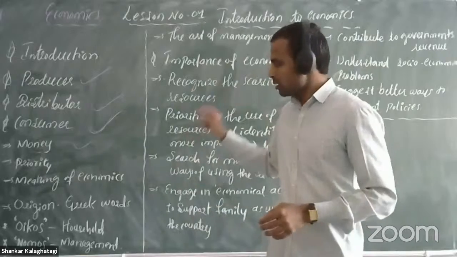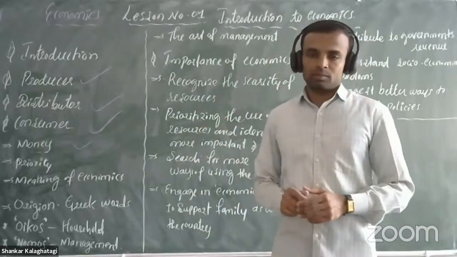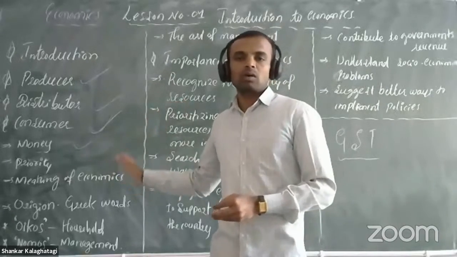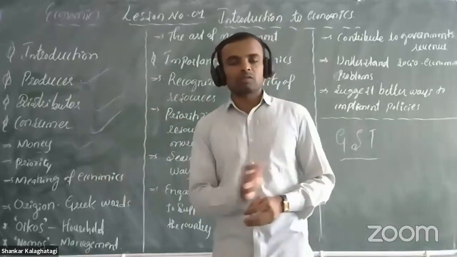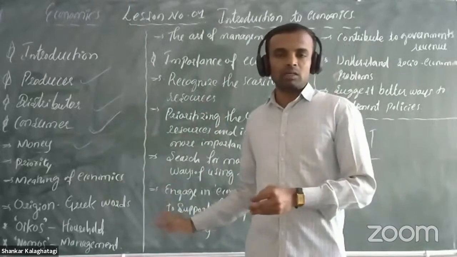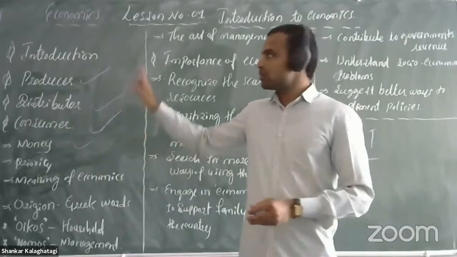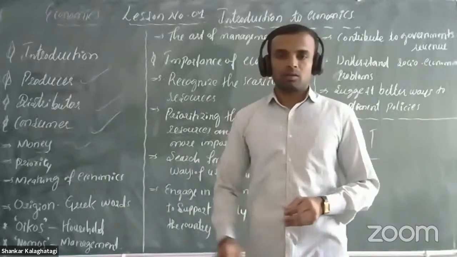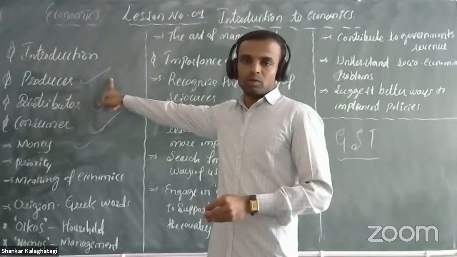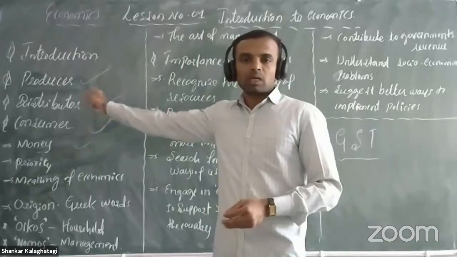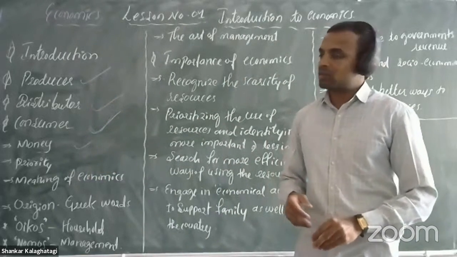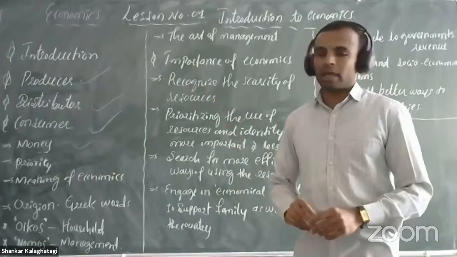Now come to the point: the meaning of economics. What do you mean by economics? Economics is the social science, the branch of knowledge, which deals with these three economic activities. What are those three? Manufacturer or producer, distributor, and consumers. It provides knowledge regarding all these kinds of economic activities.